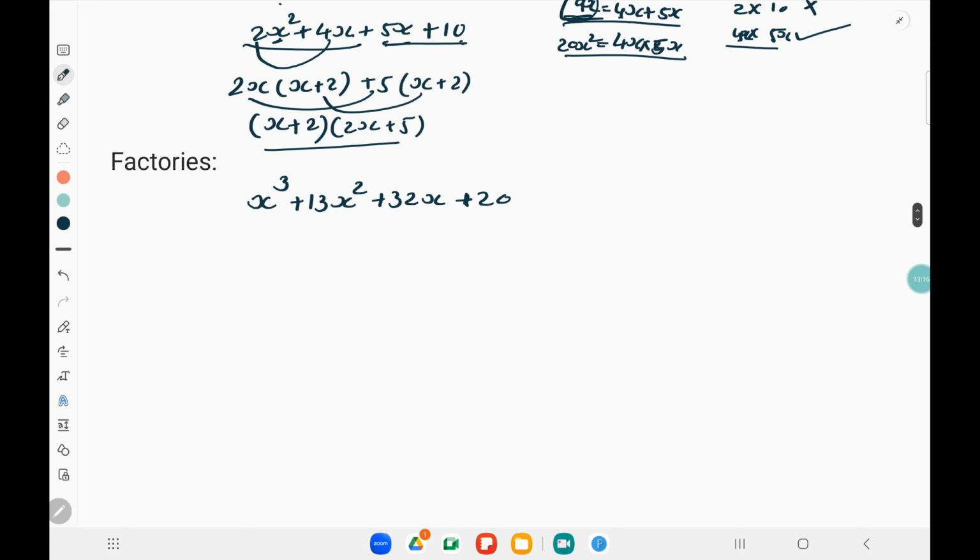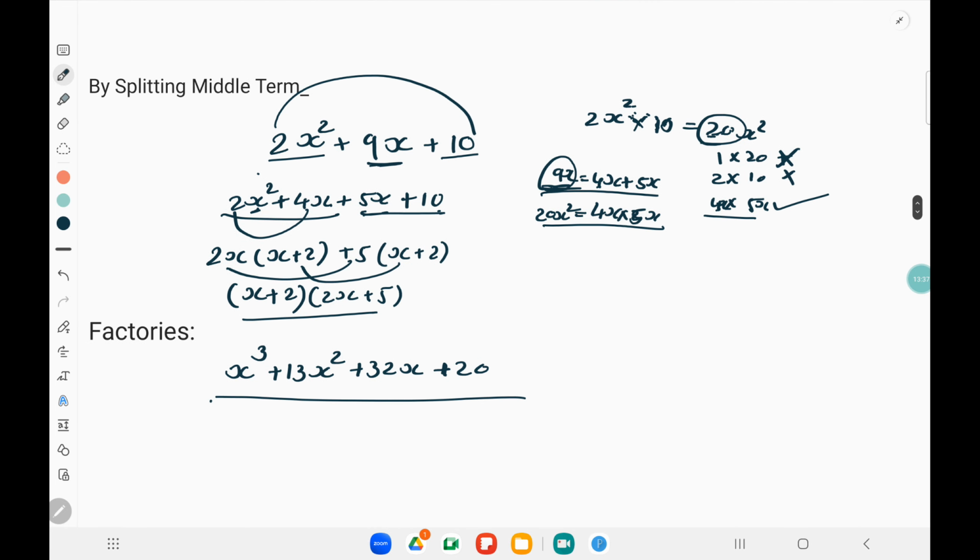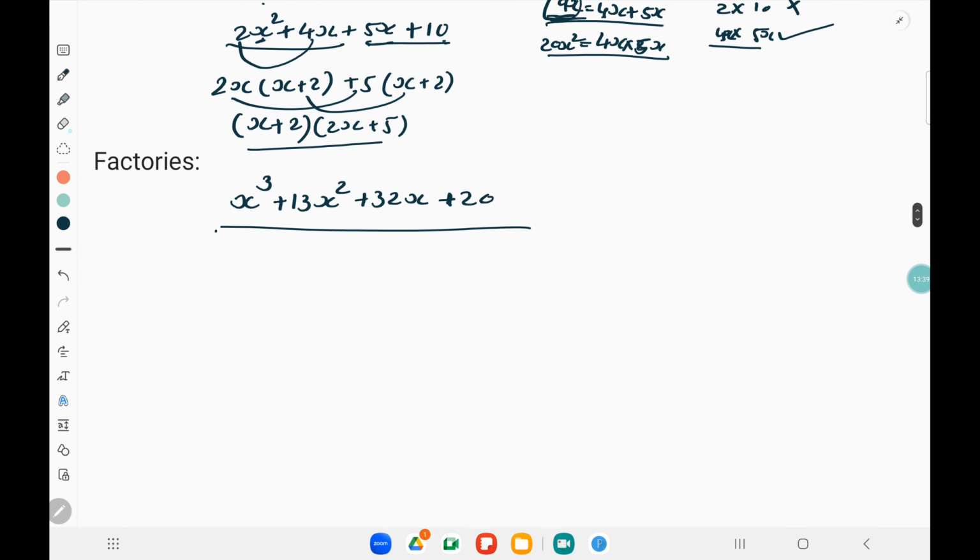Okay, let's see factorization here. x cube plus 13x square plus 32x plus 20. So here it has 4 terms. So we cannot factorize by splitting the middle term, and even common grouping won't work. If you want to see, I will show you.